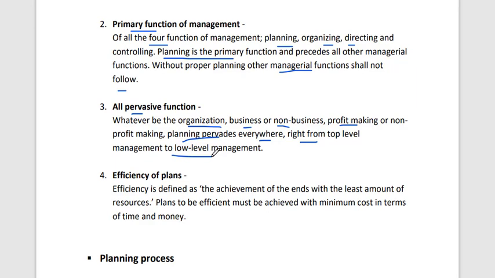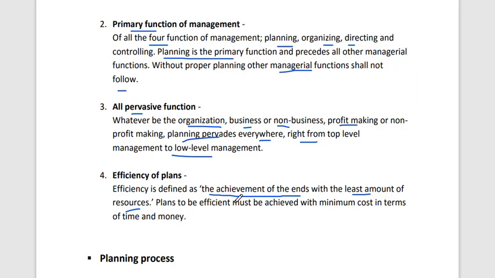So in all organizations, planning is required. And efficiency of planning: efficiency is defined as the achievement of the ends with the least amount of resources. After planning, if the plan is followed throughout the organization throughout the time.